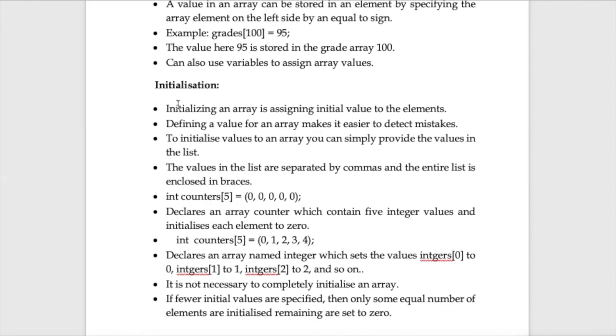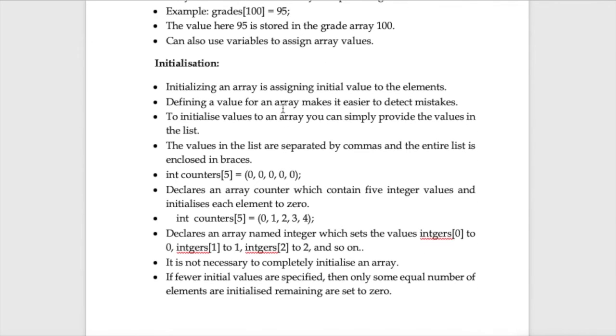Initializing an array is assigning initial values to the elements. Defining values for an array makes it easier to detect mistakes and provide us errors. To initialize values to an array, you can simply provide the values in a list. The values in the list are separated by commas and the entire list is enclosed in braces.